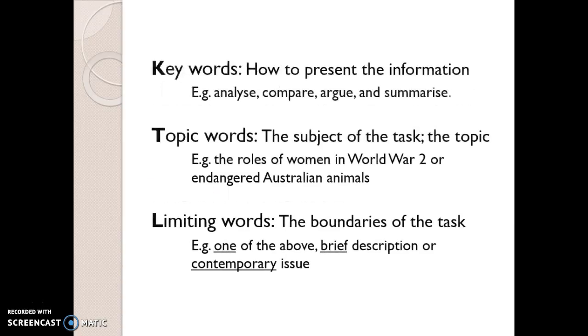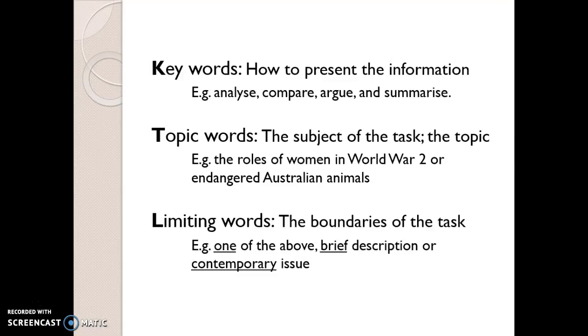KTL stands for keywords, topic words, and limiting words. Keywords show how you're supposed to present the information, words such as analyze, compare, argue, and summarize. Topic words give you the subject of your task, the topic you are to investigate. This might sound something like the roles of women in World War II, or endangered Australian animals.